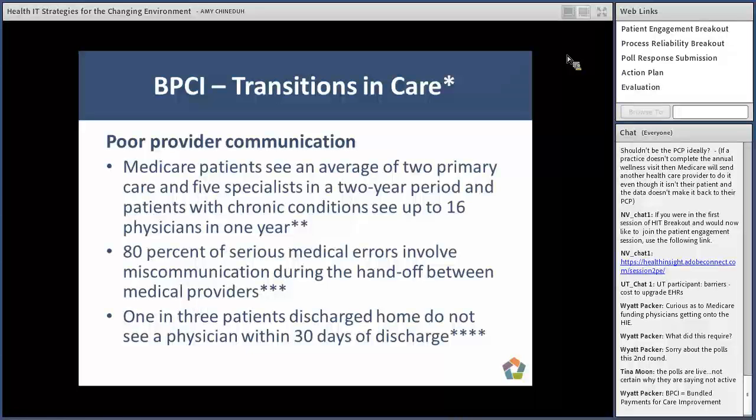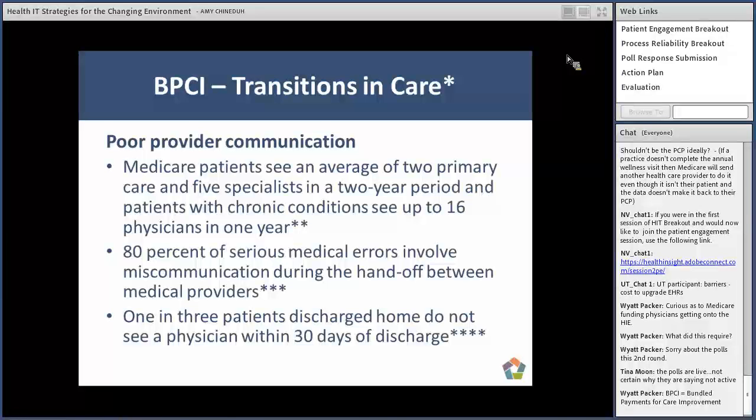When I started doing the research on transitions of care to assist you in your BPCI plan and network development, I was actually shocked more by the poor provider communication that we currently have in place to help our patients navigate the system. Medicare patients see an average of 2 primary care and 5 specialists in a 2-year period, and patients with chronic conditions see up to 16 physicians within 1 year. 80% of serious medical errors involve miscommunication during the handoff between medical providers. 1 in 3 patients discharged home do not see a physician within 30 days of discharge.